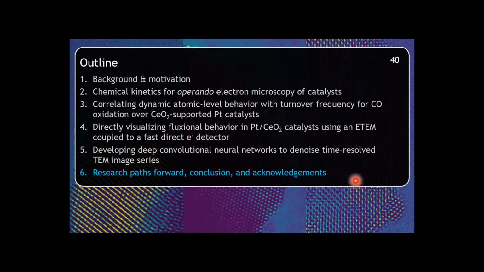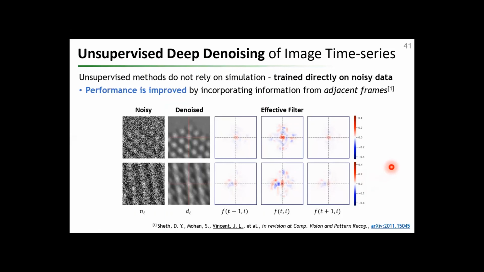Okay, so finally, I'm going to talk about some research paths forward, which is mostly the exciting stuff that I wish I could do if I had more time. One of those is really pushing this deep learning denoising further. I think that we want to study these catalysts at the highest time resolution possible. A major limitation is that the data is too noisy for us to even think about mentally. So we need to come up with new ways of denoising so that we can visualize these structures.